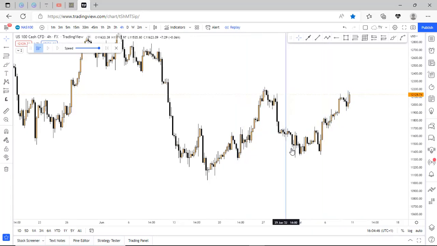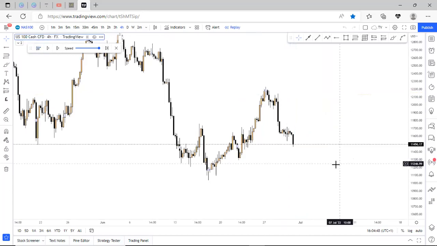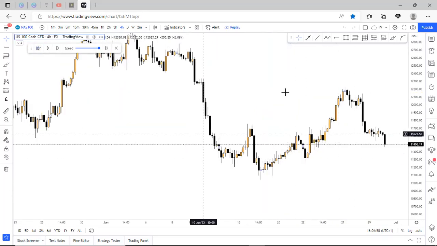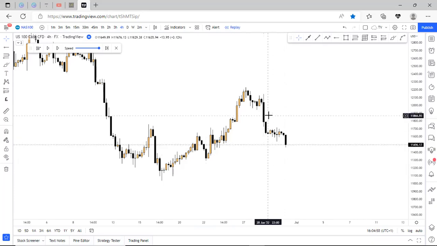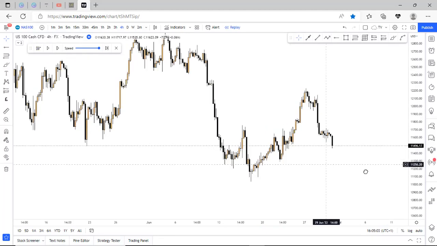Okay, so now what I can do is cut my chart at this particular level. I've cut it away, and I want to see how I would have been able to capitalize on this demand zone. Let's take, for example, that I was on this chart on this particular day when this happened. Okay, so that's how you want to backtest.